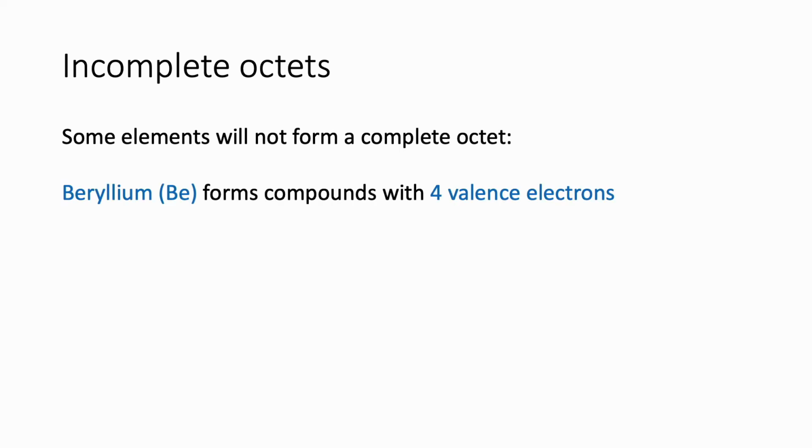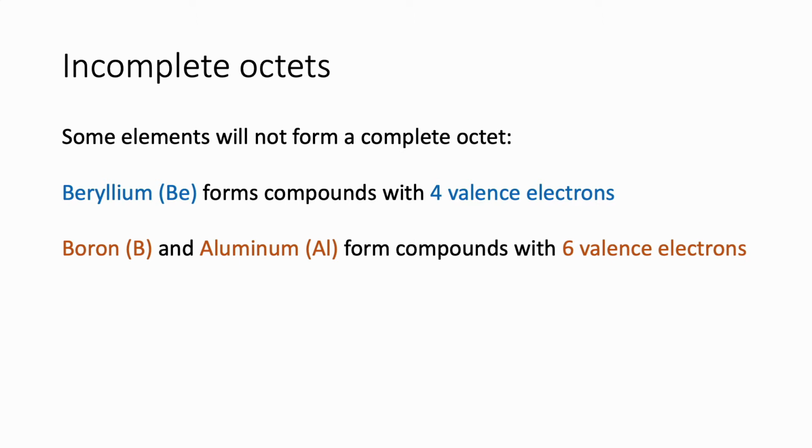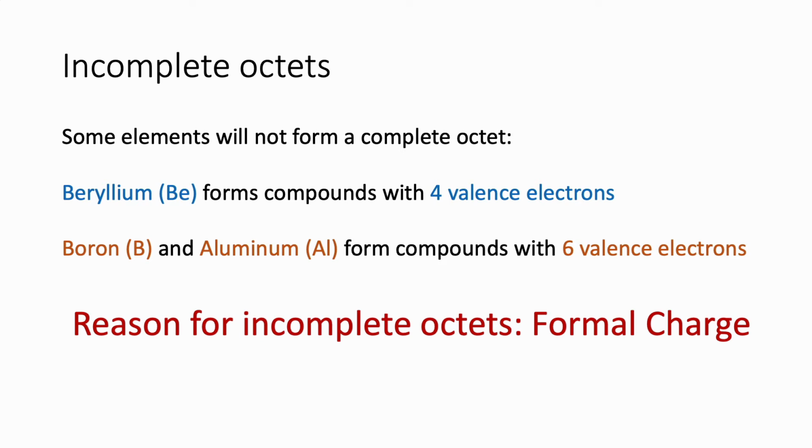All right, now let's move on to possibility number 2, which is incomplete octets. There are some elements that just won't form octets, and luckily, they are few enough that you can memorize them. Beryllium forms compounds with 4 valence electrons. Boron and aluminum form compounds with 6 valence electrons. Now, why would they do this? Why wouldn't they have an octet? And the answer, quite simply, comes down to formal charge. This helps with formal charge issues. And that becomes very clear if you actually try drawing a structure for one of these compounds.